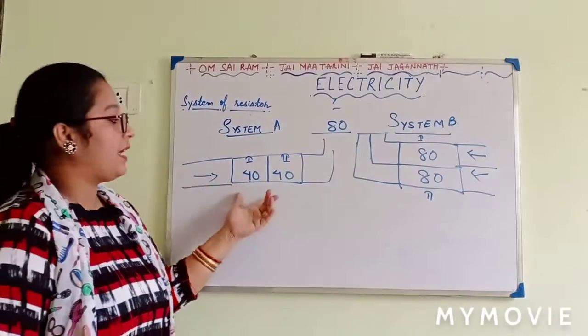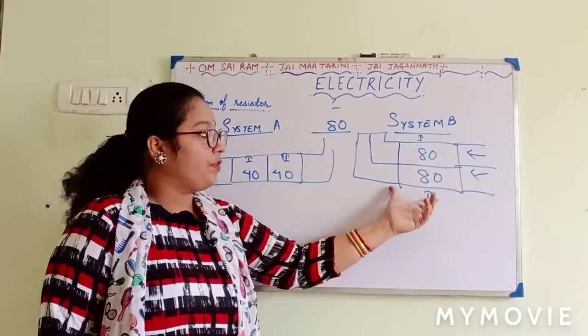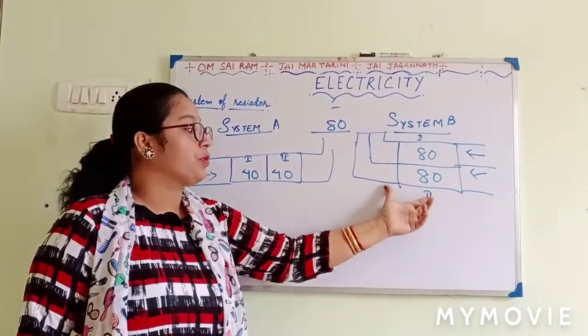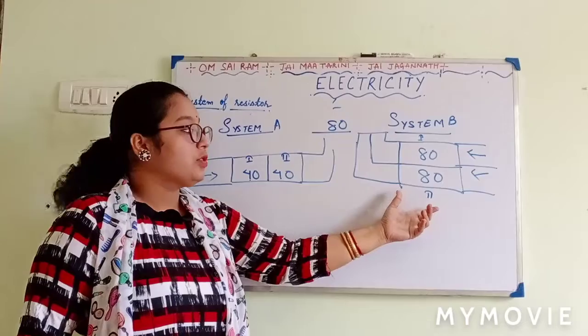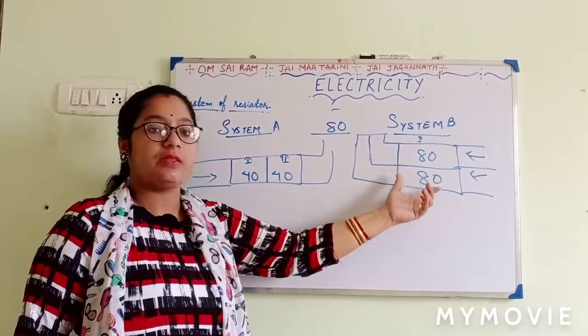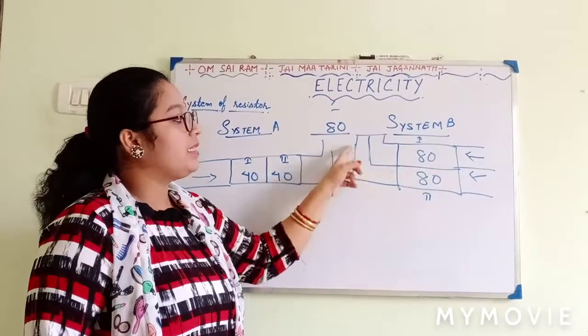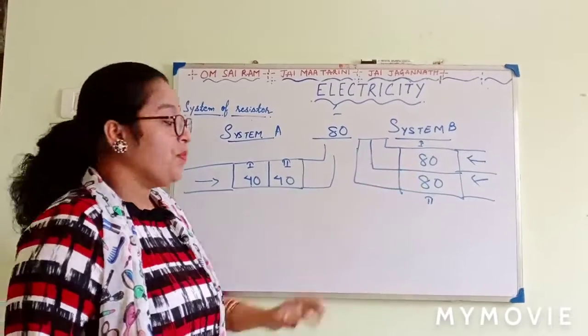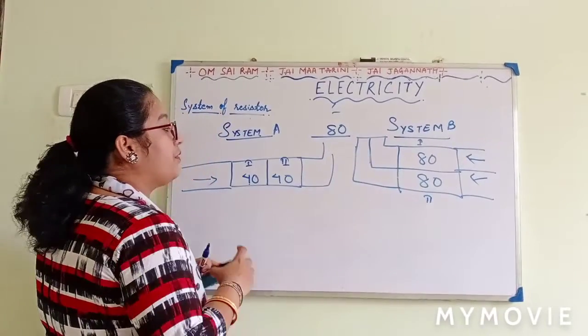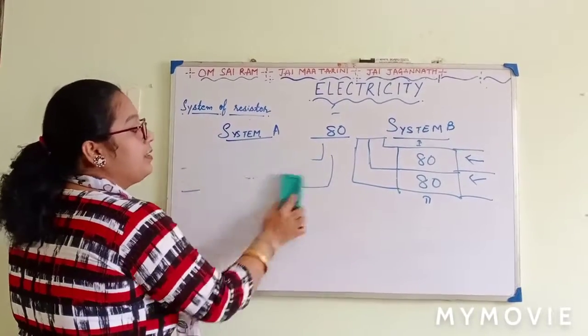So which one will be faster, this one or this one? Obviously this second proposition is faster, because they will have less resistance or less crowd over here, so it is easy to move in the system B.